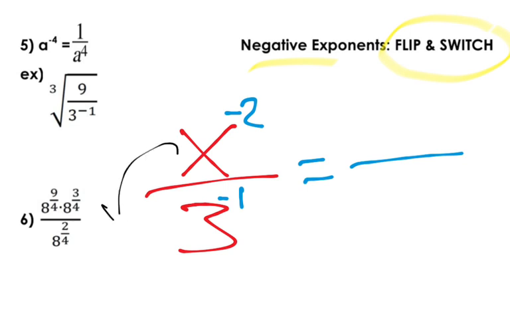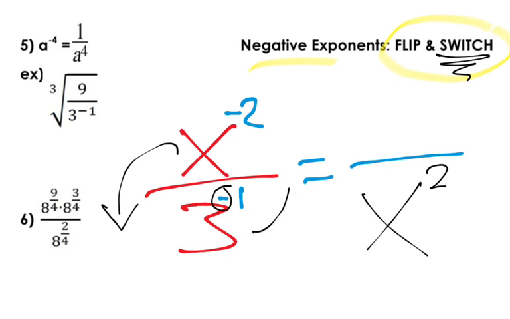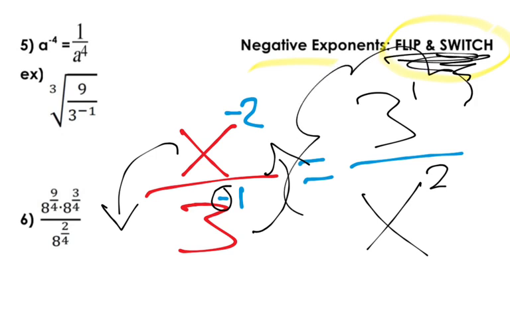So basically that means this x, because it's in the numerator, is going to flip to the denominator, and you're going to switch its exponent to positive 2. Likewise, the 3 was in the denominator with a negative exponent. It is going to flip to the numerator, and the negative 1 is going to become positive 1. So now that we have flipped and switched the exponents, we have the final answer. This is the simplified version of what you have here.